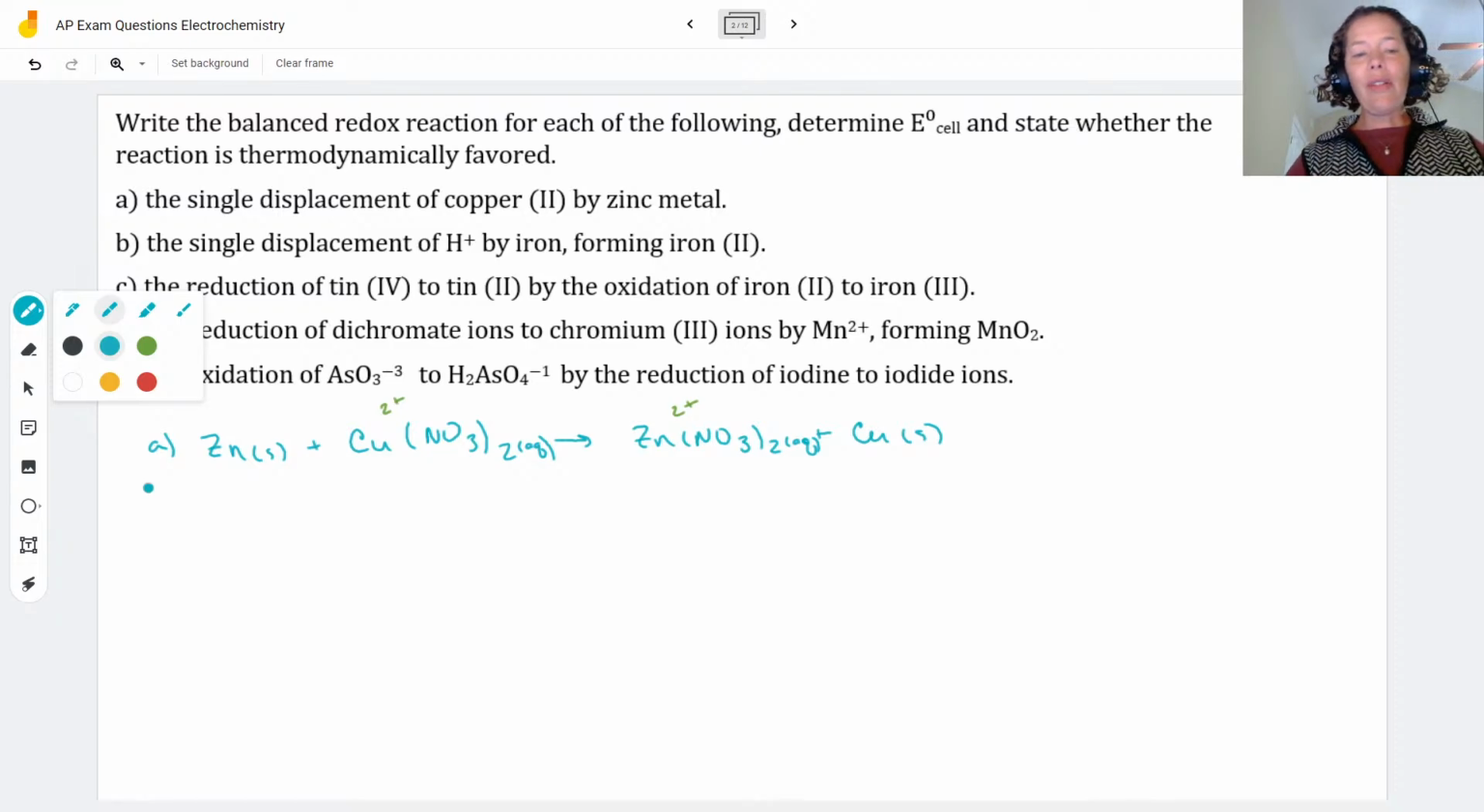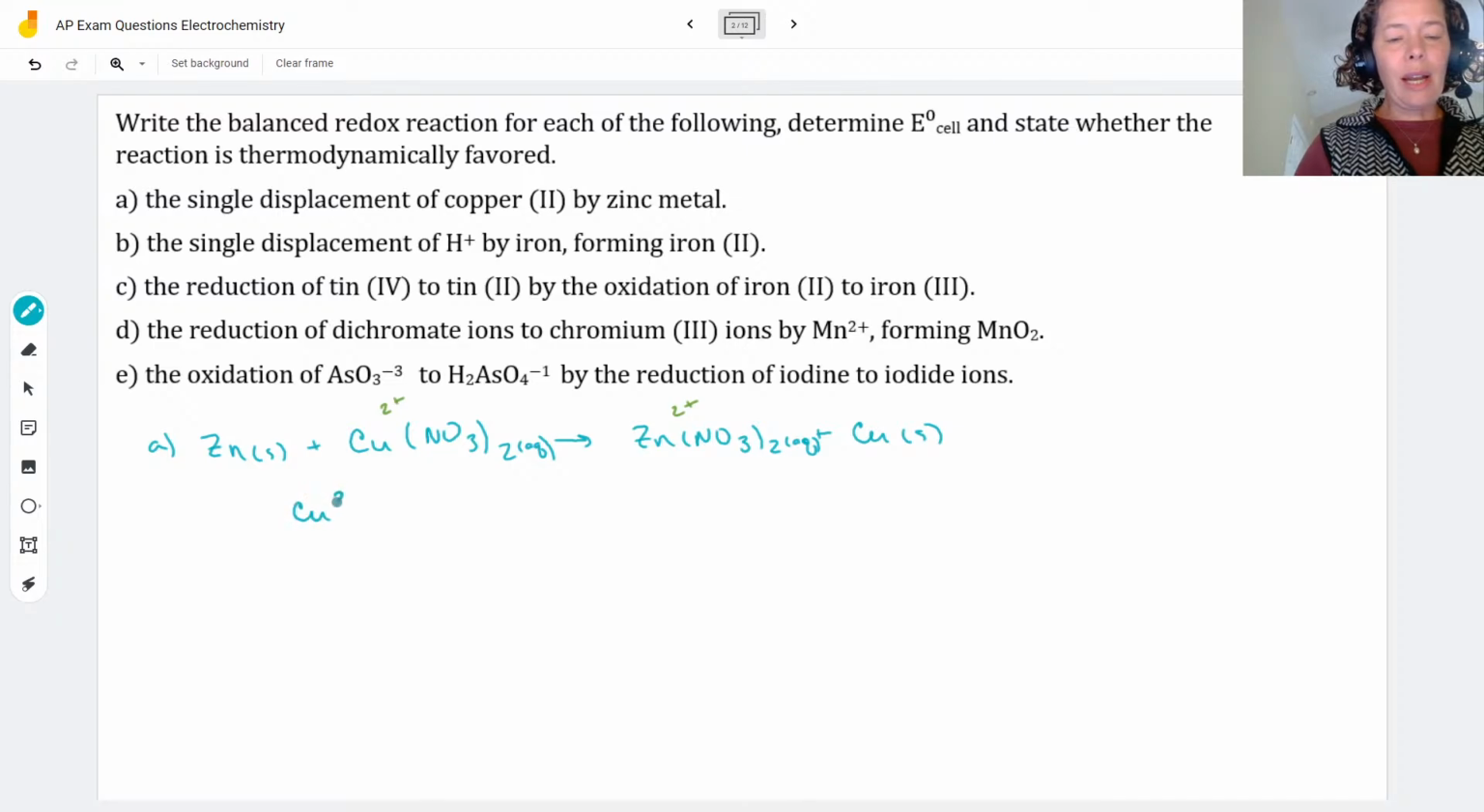All right, so now that I have a balanced chemical equation, I want to pull apart my two half reactions. So my two half reactions are my copper, which is being reduced to copper metal. So that's a solid that's got a state of 0 there.